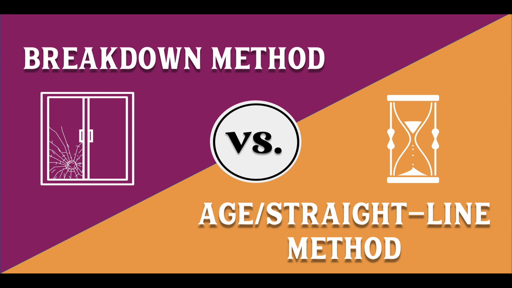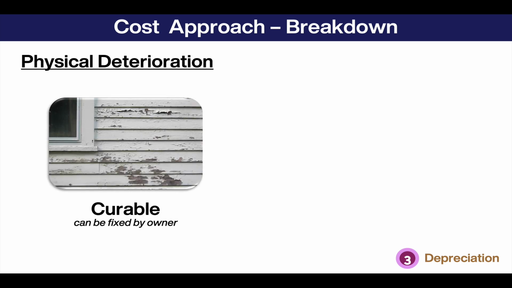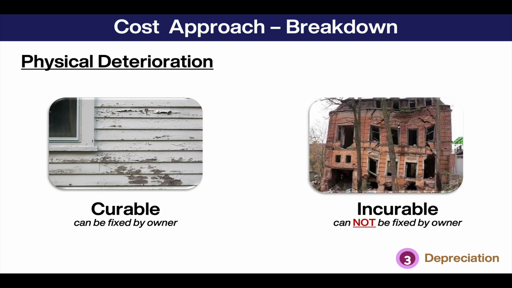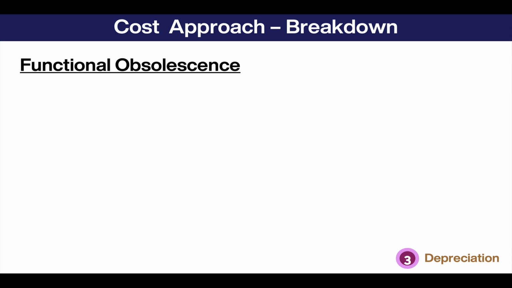In the breakdown method, there are 3 different types of depreciation. Physical deterioration refers to the unrepaired damage from the elements or normal wear and tear. It can either be curable, something the owner can fix, or incurable, something that cannot reasonably be replaced or repaired by the owner. Functional obsolescence relates to deficiencies or undesirability in the systems of the structure.